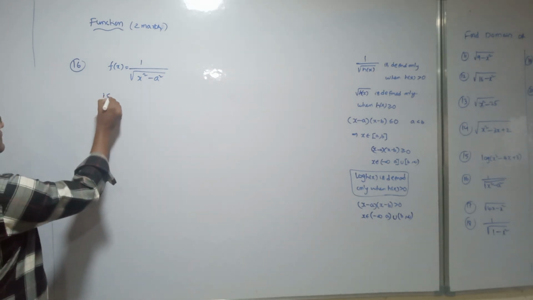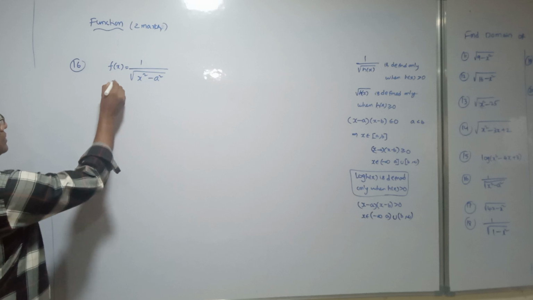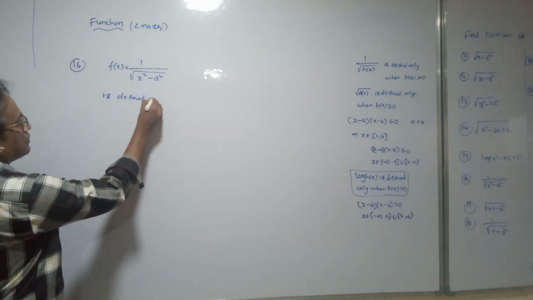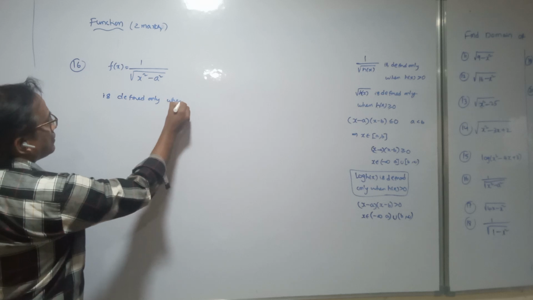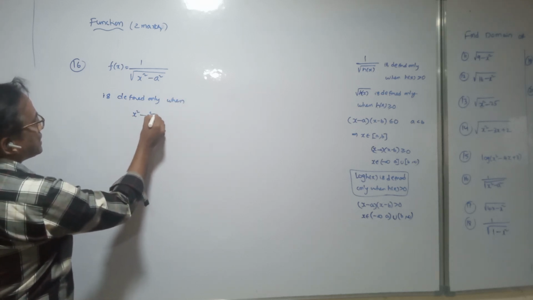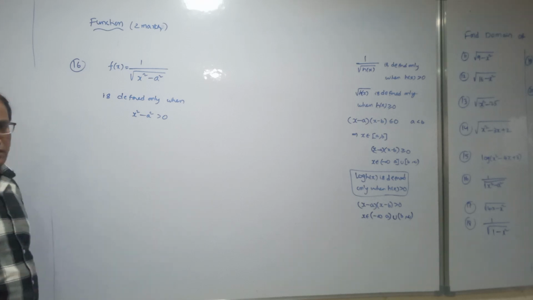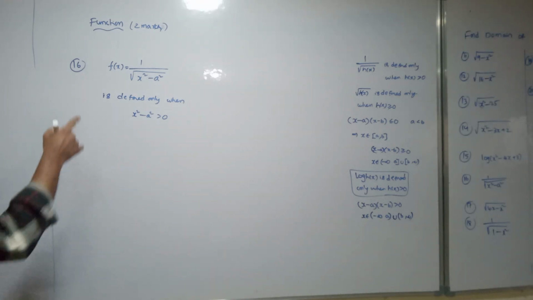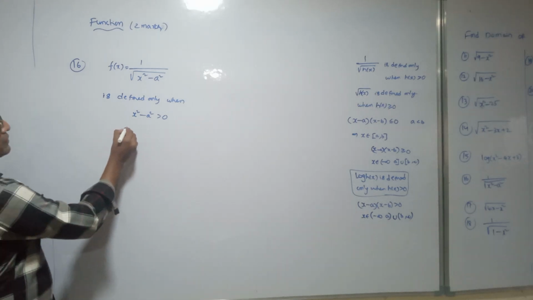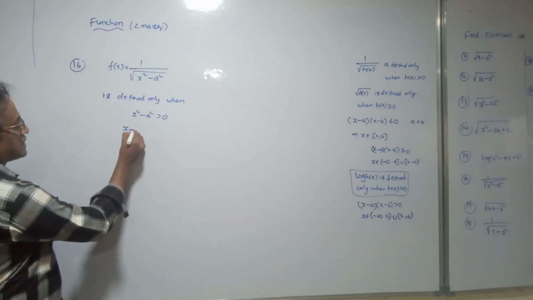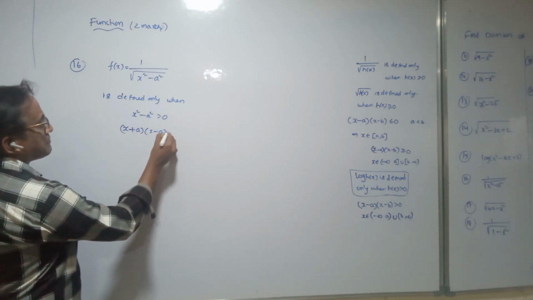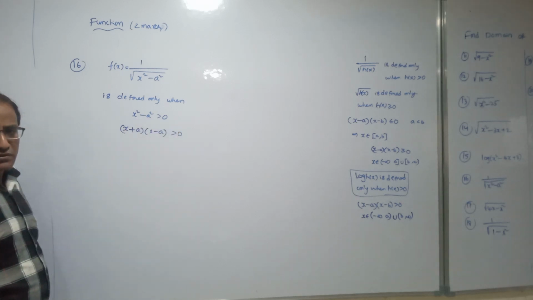So the domain of the function, this function is defined only when x square minus a square greater than 0. Okay, because it is in the denominator. Now, x square minus a square can be written as x plus a into x minus a greater than 0.